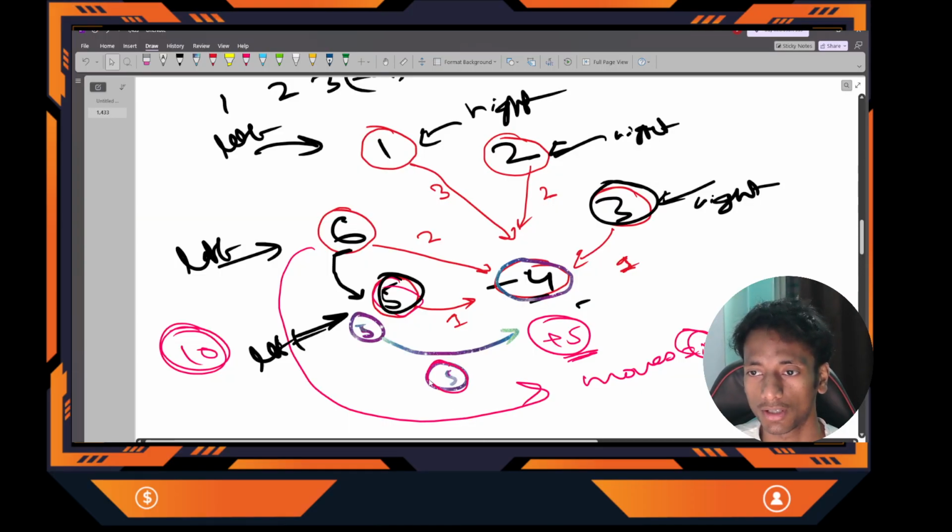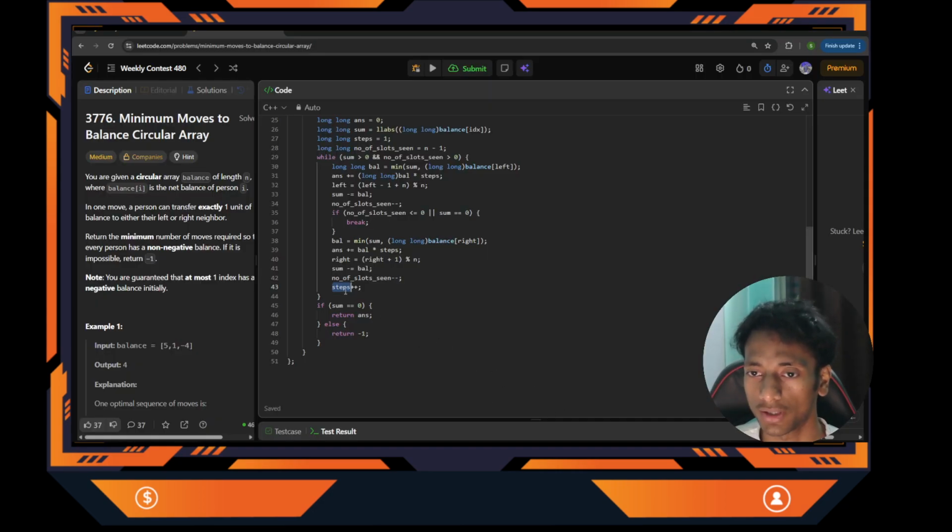Because I have already explored these two positions, 5 and 3. Now for the next person, the distance will be 2. For 6 and 2, the distance will be 2. So that's why step will be increased by 1. Now go to the next person, who is at distance 2. Got it? In this I will continue until we achieve the target sum, or we have explored all the positions, all the options. If sum is 0, it means we have achieved the target amount we want to transfer.